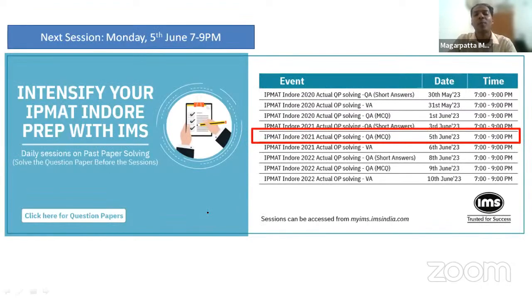So that is all from my side today. The next paper for you would be on the 5th of June. That is Indore 21 actual QA MCQ. So I hope all of you would be able to complete the solving before the session, and we'll meet again on Monday with this session.